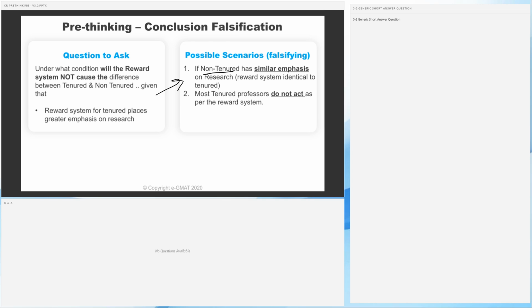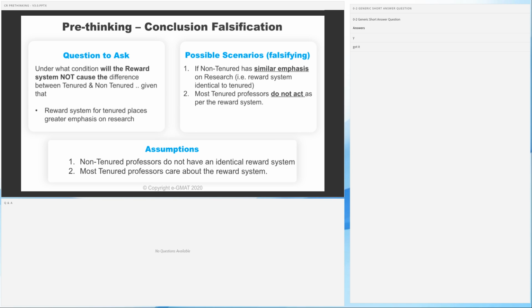Correct? If tenured versus non-tenured have an identical reward system, then it's not the reward system. Why? Because non-tenured would have behaved the same way. What if most professors don't act as per the reward system? Then also we can't blame the reward system. In both these scenarios, my conclusion breaks down. If either one of these scenarios is true, then my conclusion breaks down.